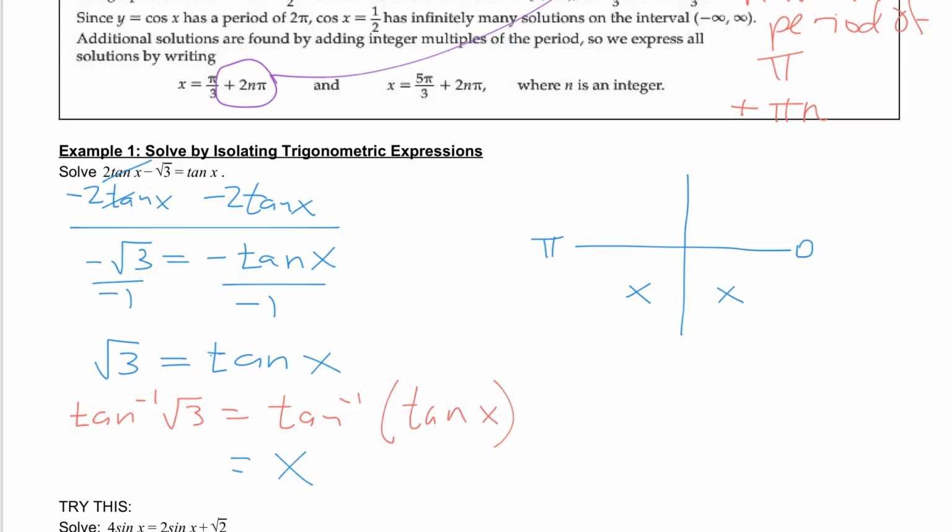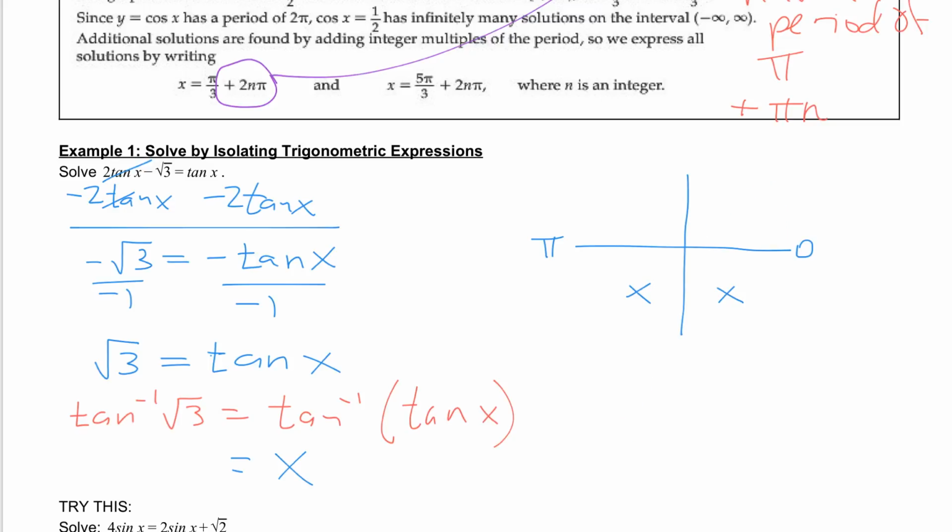So if tangent's positive, that means I'm going to be in the first quadrant. So I'm going to go ahead and draw my triangle in the first quadrant. And I need to remember that tangent is y divided by x. So what I have to figure out, you should recognize that if I have a square root of 3 for my tangent, I'm using my 30, 60, 90 triangle. And what I need to know is what triangle do I actually have?